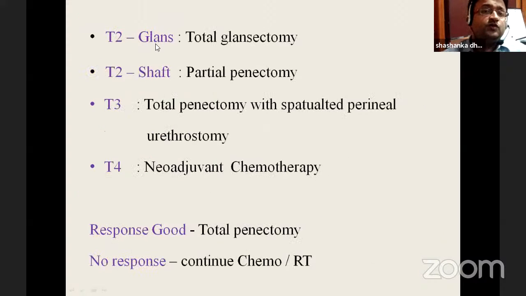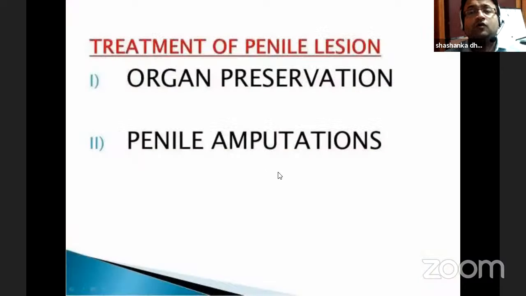For T2 involving the glans, a total glansectomy is done. And for T2 involving the shaft, a partial penectomy needs to be done. T3 onwards, total penectomy with a spatulated perineal urethrostomy is the treatment of choice. In T4 disease, neoadjuvant chemotherapy is given first. If there is a good response, we may need to do a total penectomy. If there's no response, we continue with chemo or radio.